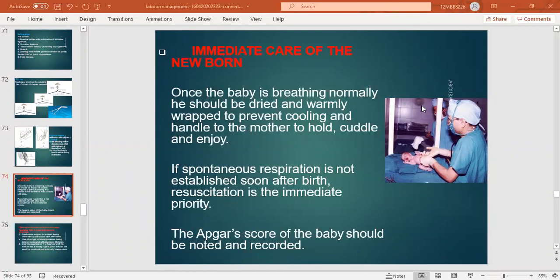This is the baby resuscitation trolley. Once the baby is delivered you have to dry the baby, then remove the wet cloth and wrap the baby in a dry cloth, and then hand over to the mother or give the baby to the attendant. Otherwise, you keep the baby alongside the mother.